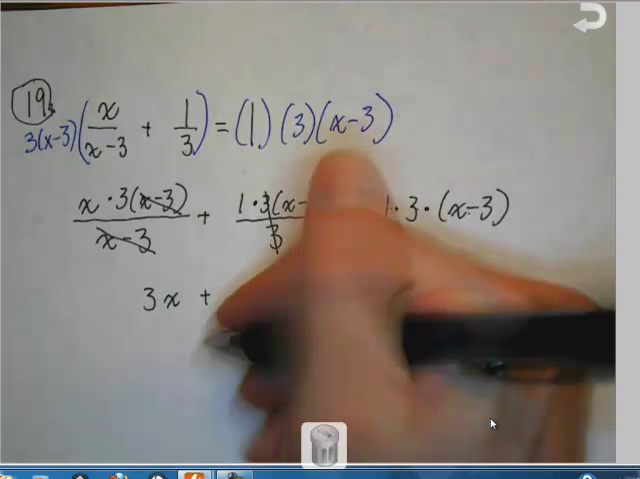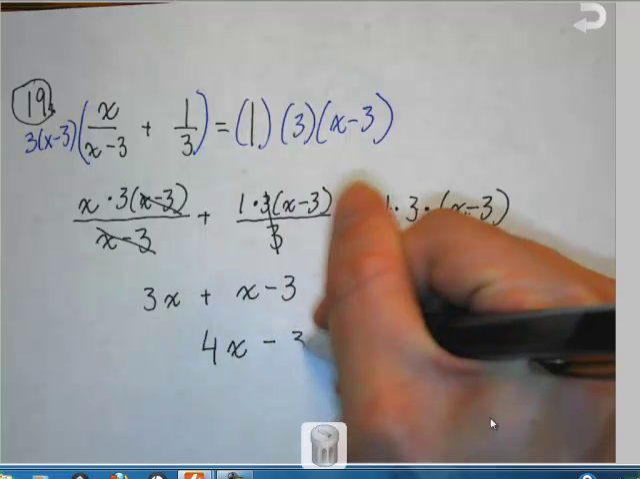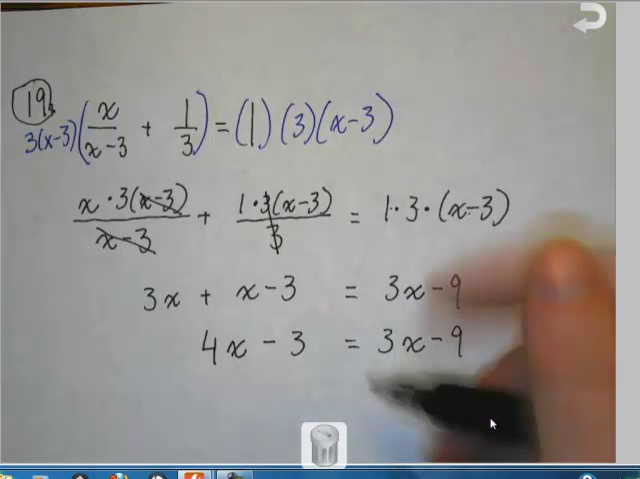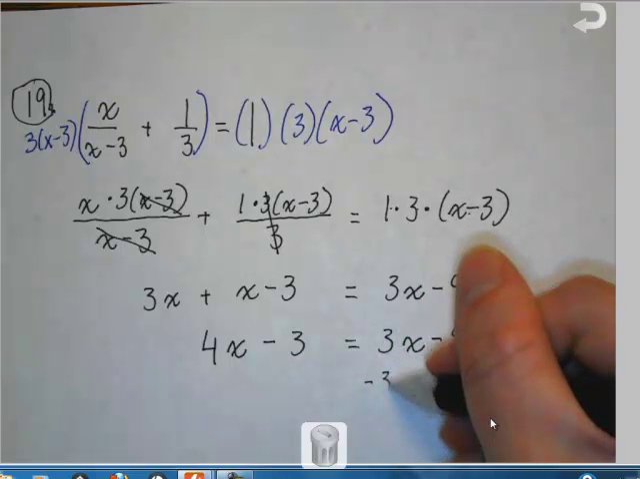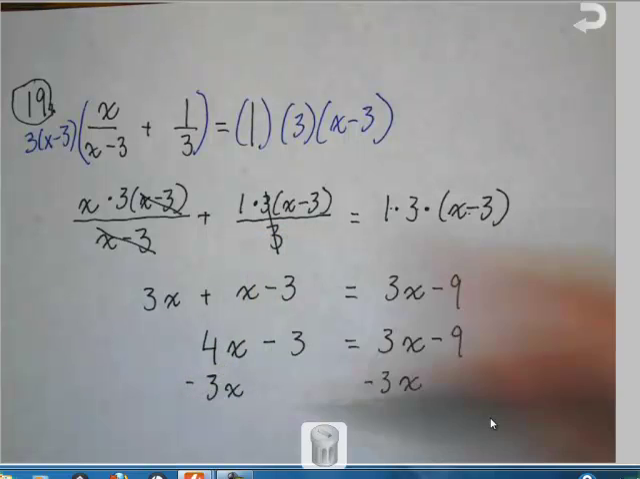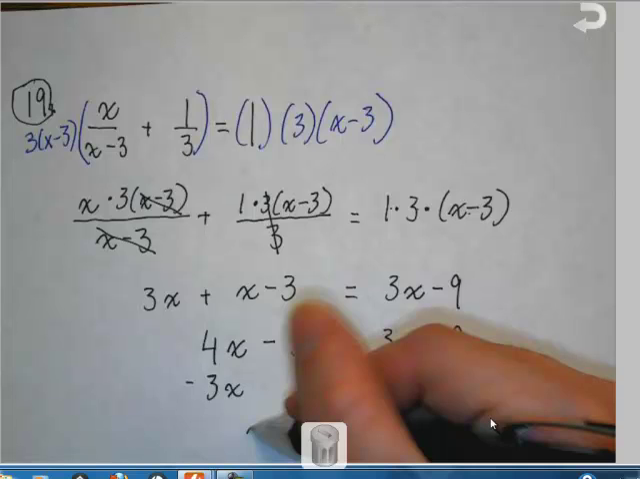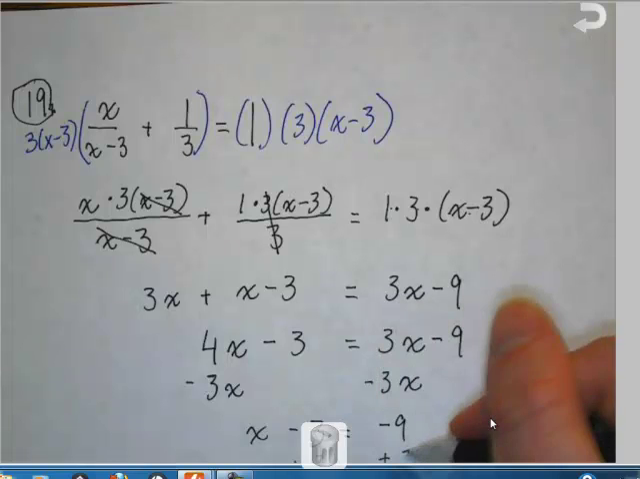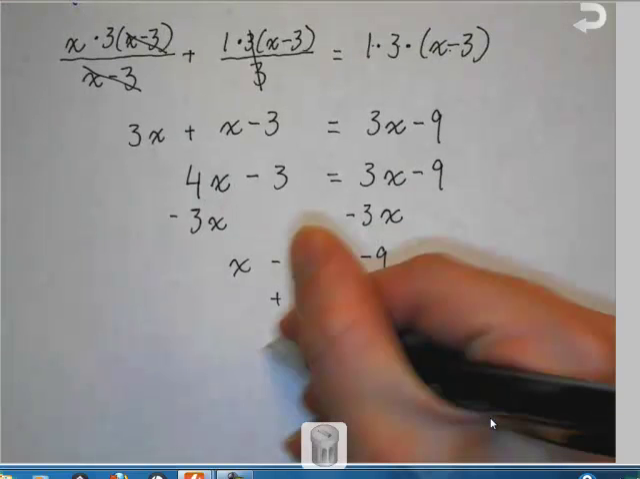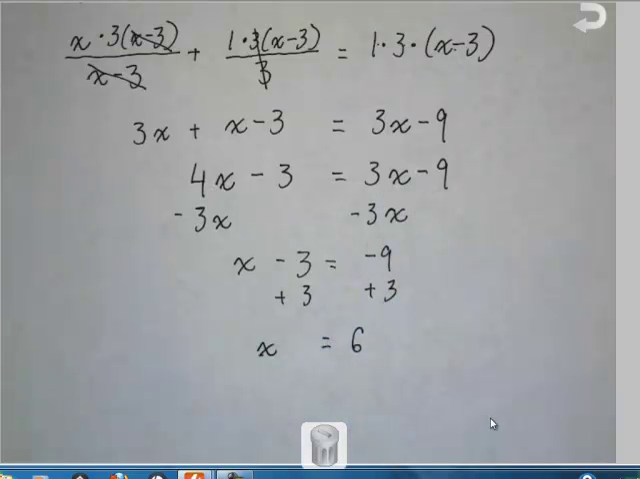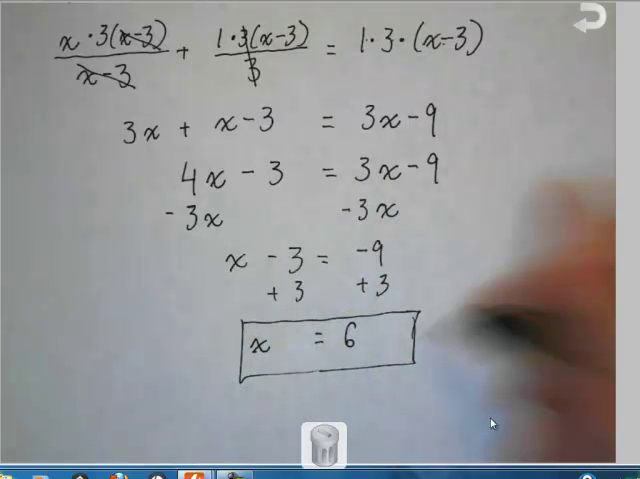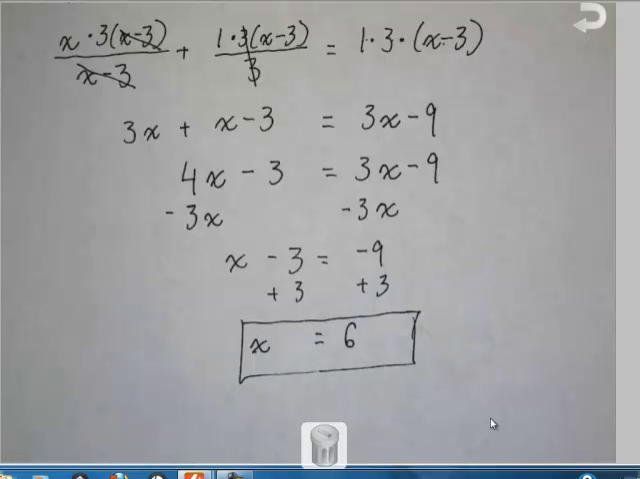You combine your like terms. You have 4x minus 3 is equal to 3x minus 9. You subtract 3x from both sides. You have that x minus 3 is equal to negative 9. You add 3 to both sides, and you find that x is equal to 6. And that was the first one. The second one was a little bit more fun than that.